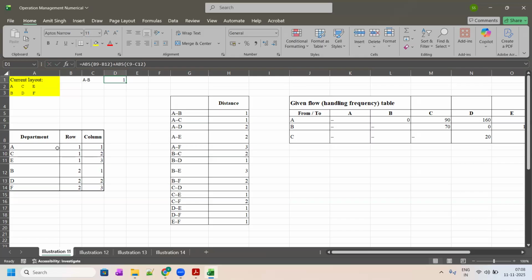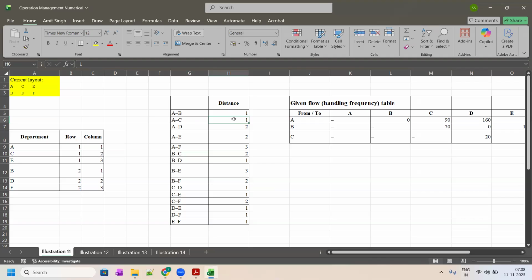So A to B, if you do row wise, row 1 minus row 2, 2 minus 1 is 1, and then 1 minus 1 is 0. So 2 minus 1 is 1, 1 plus 0, A to B it would be 1. You understood the distance? Yes, sir. Then we can do for A to C.